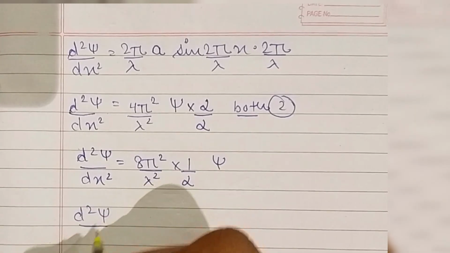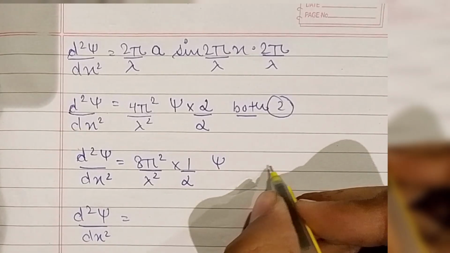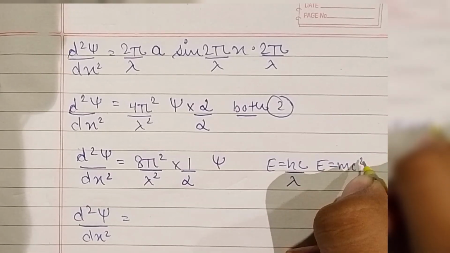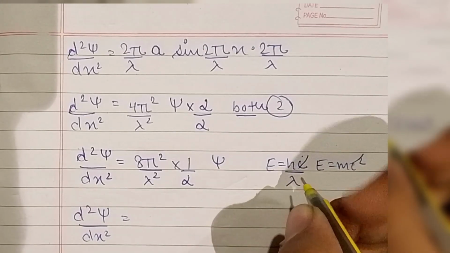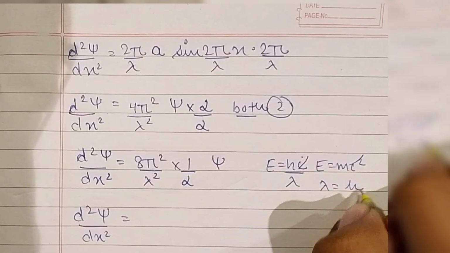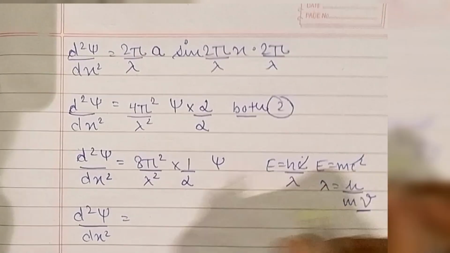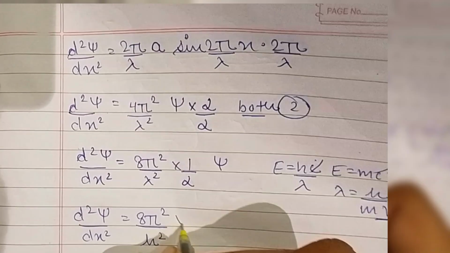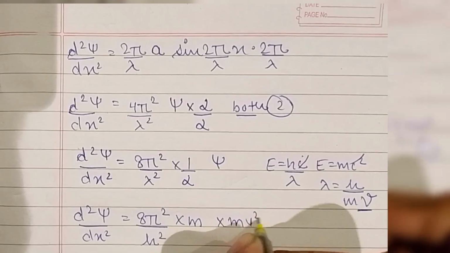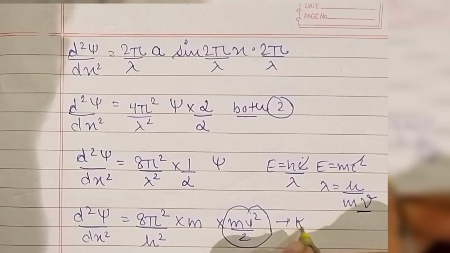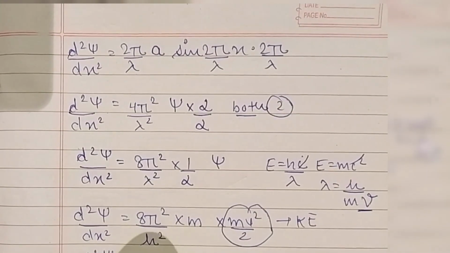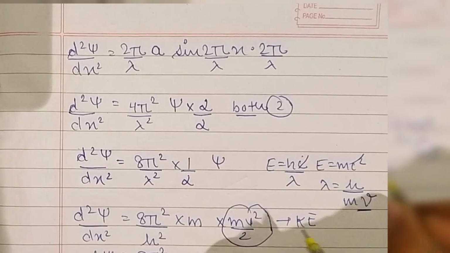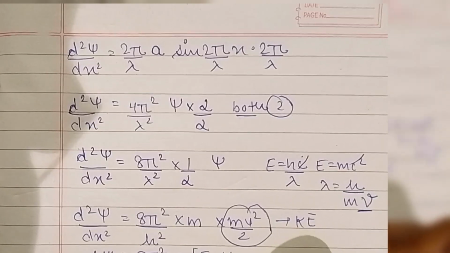And if we just do it like this, as we know, E is equal to h into c by lambda, and E is equal to mc square. So c cancels c. Lambda is equal to h upon mc. I replace c with v because c is also a type of velocity. And this gives h square into m into mv square by 2, which is called kinetic energy. So d square psi upon dx square into 8 pi square m on h square. We can write kinetic energy as total energy minus potential.